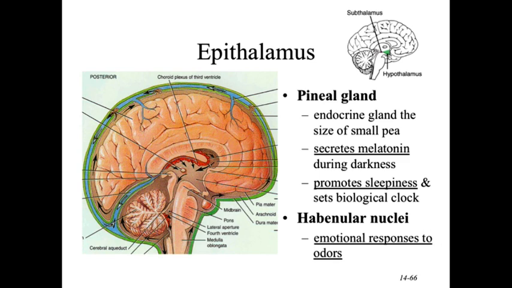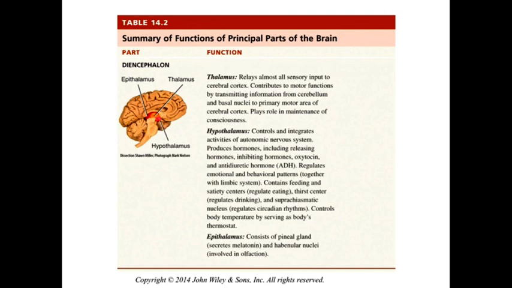The habenular nuclei, which is found in the epithalamus, gives you an emotional response to odors. Okay, that cooking smells good, or I don't think I'm going to like that, or that perfume smells nice, or cologne smells nice. Okay, so you can pause and just review thalamus and hypothalamus and epithalamus function if you'd like.